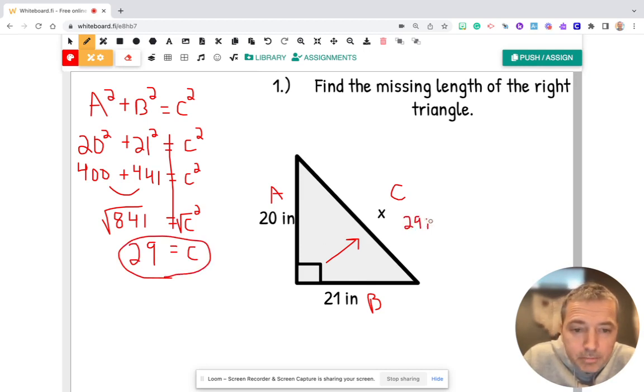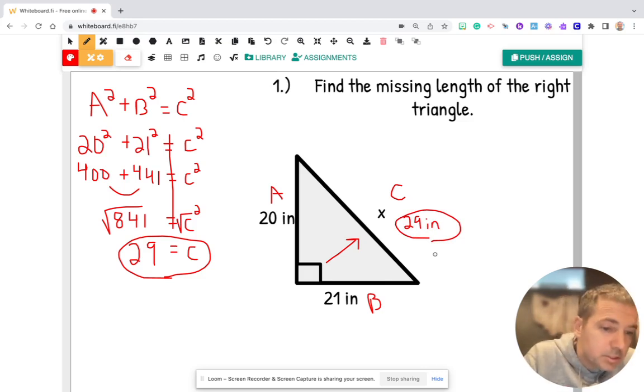If you wanted to check it, you could do 20 squared plus 21 squared would equal 29 squared. So a squared plus b squared does equal c squared. All right, hope that helps. Thanks.